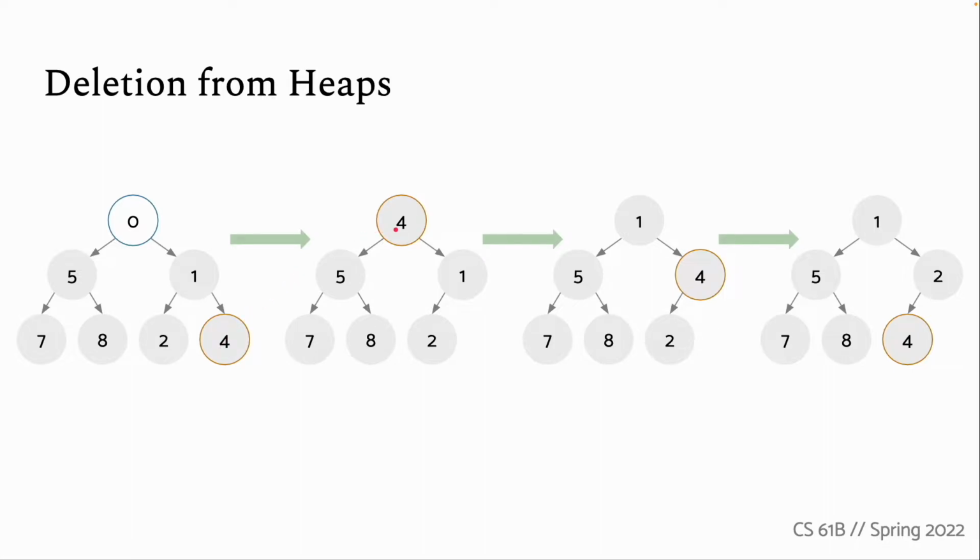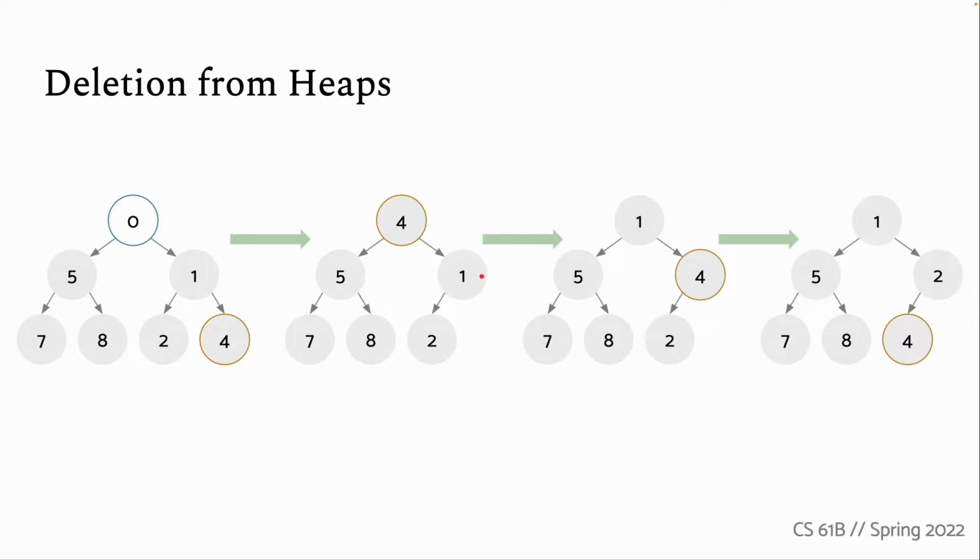Now, naturally, this is in the wrong spot now. So we're gonna have to sift it down. What sifting down entails is that we compare this node to each of its children and we say, okay, is it larger than either of its children? If so, we are going to swap it.